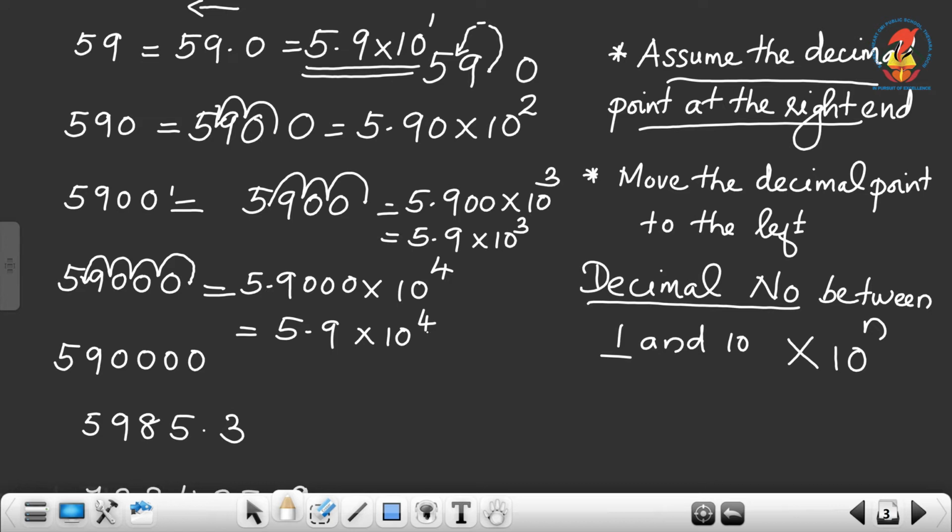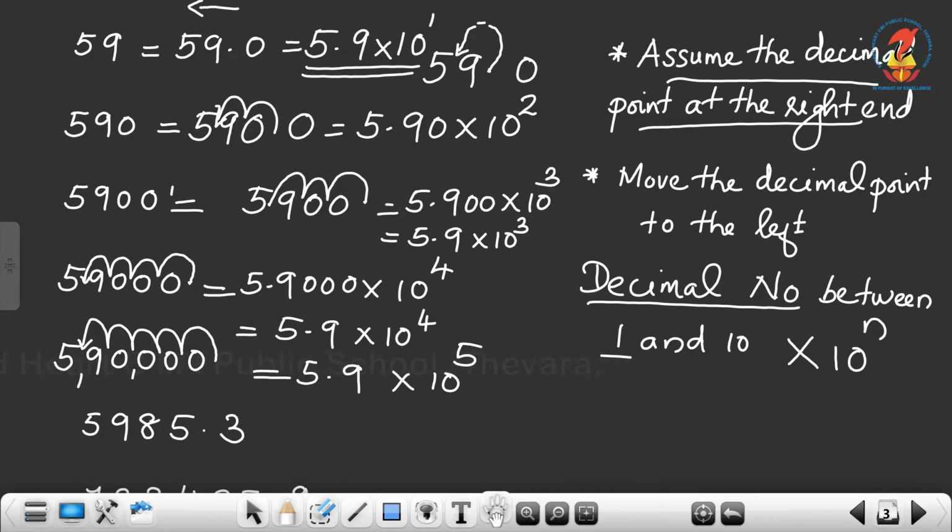Then again, 5,90,000. So assume that the decimal point is at the right end. Then we have to move to the left. 1, 2, 3, 4, 5. So 5.9 into 10 raised to 5.